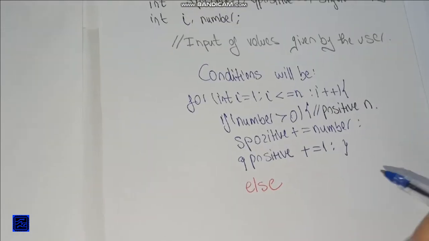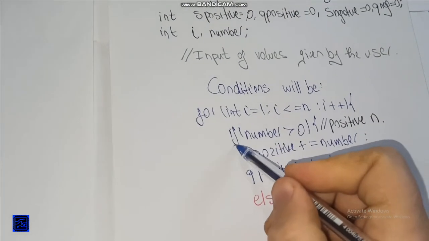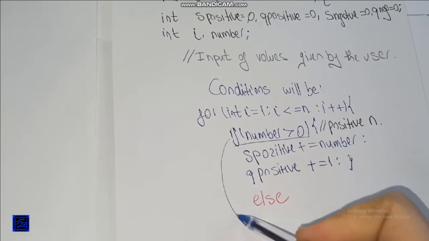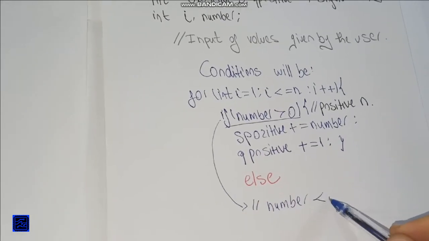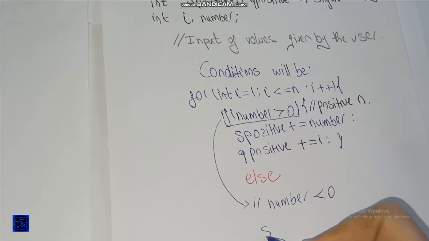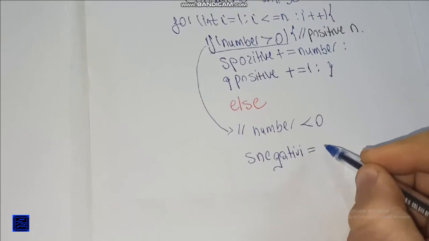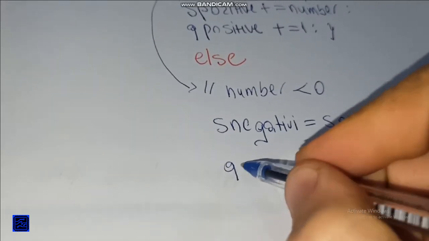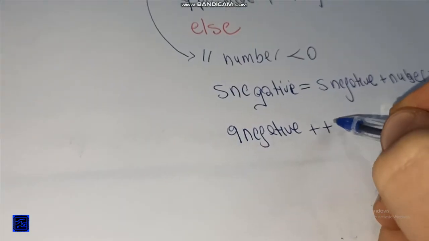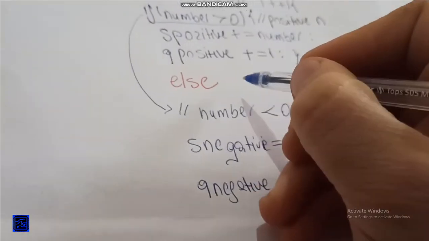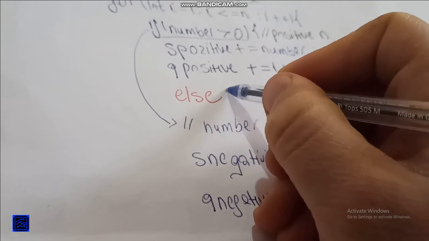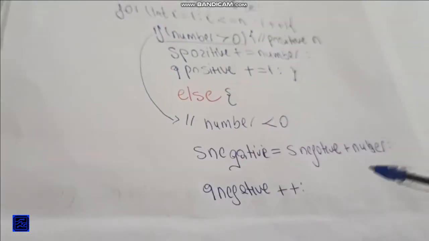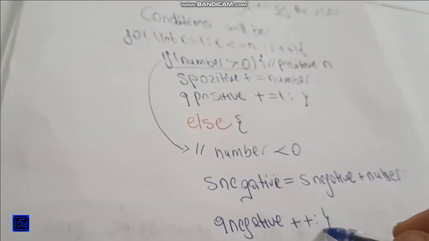Else, we don't have to write any condition because on the other side it will be number is lower than 0. And we'll say sum negative equal sum negative plus number and quantity negative plus plus. Don't forget, as we have more than 2 instructions between else, we have opening curly brace and closing curly brace.